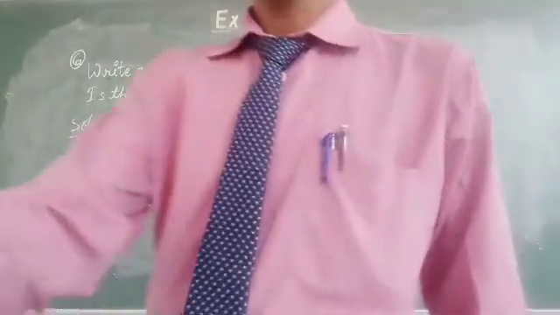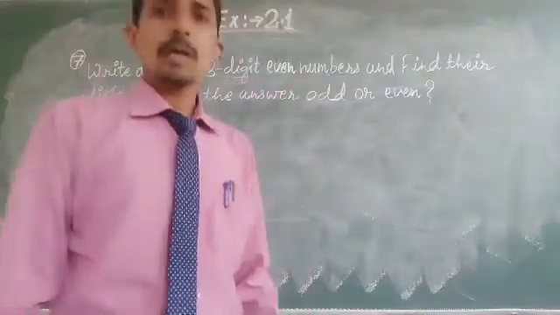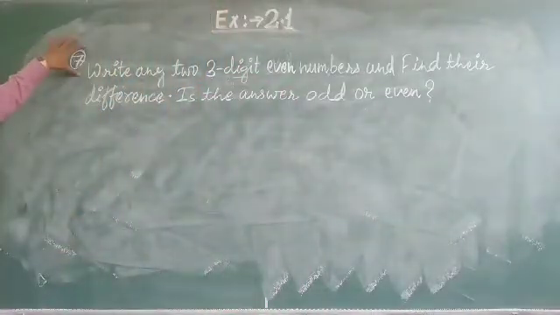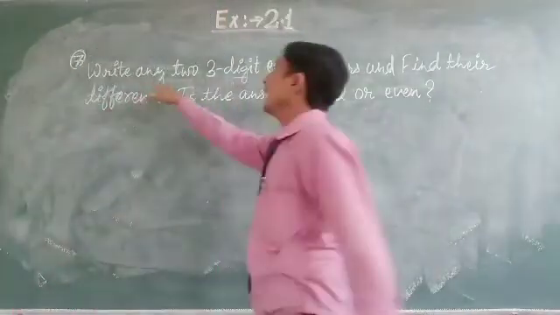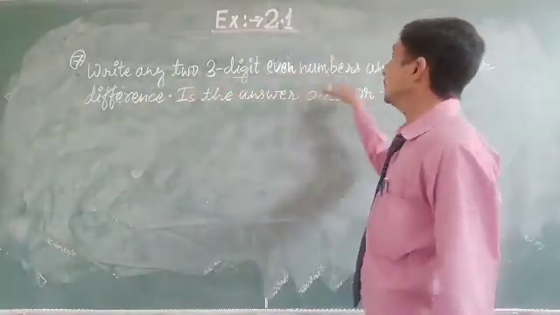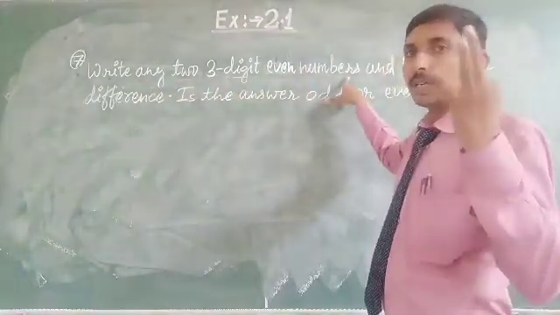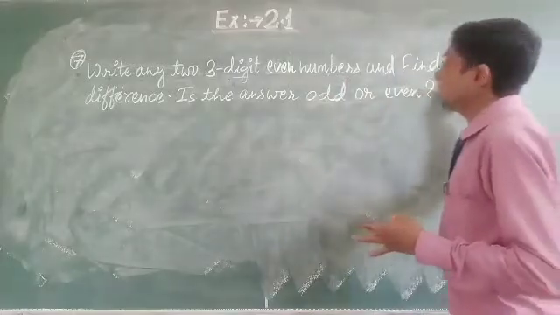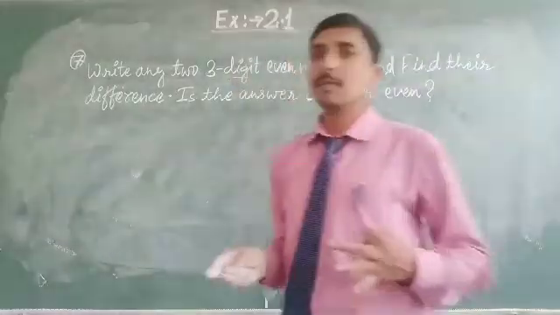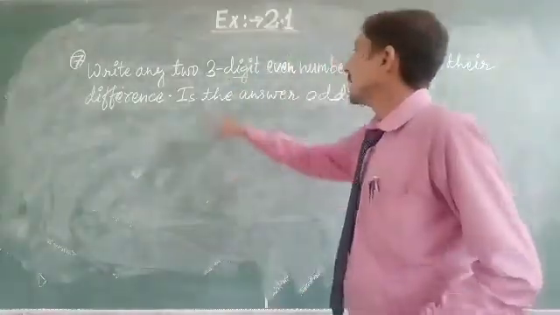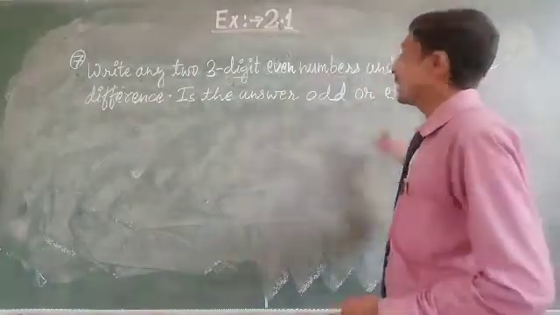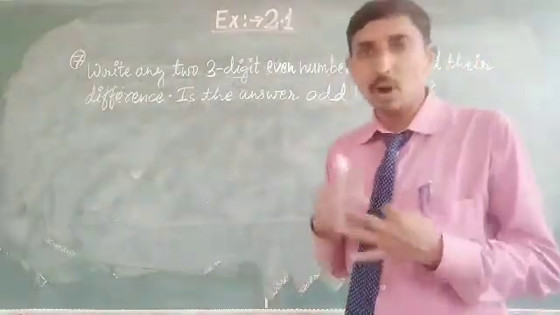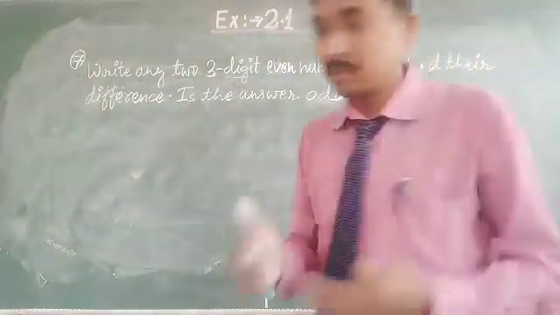Okay, now question number 7. In question number 7 the question is: write any three digit even numbers and find their difference. Difference means we have to subtract. Is the answer odd or even? Then we have to check if the answer is odd or even.